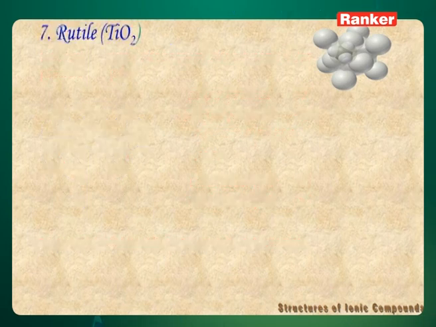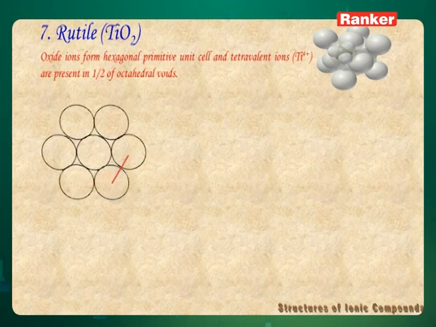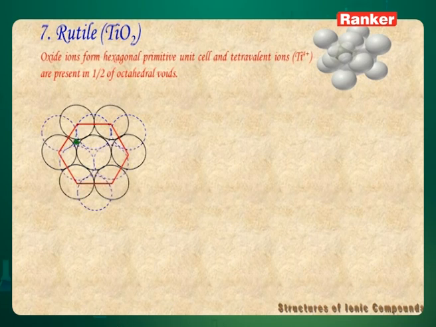After the corundum structure, what we also have is rutile, titanium dioxide. In titanium dioxide, oxide ions again form a hexagonal primitive lattice and half of the octahedral voids are occupied by titanium ions. So, this is again a hexagon like in the previous case, and here these are the octahedral voids, half of them being occupied. So, number of oxide ions per unit cell is 2, number of titanium ions per unit cell is 1. So, the formula will be TiO2.